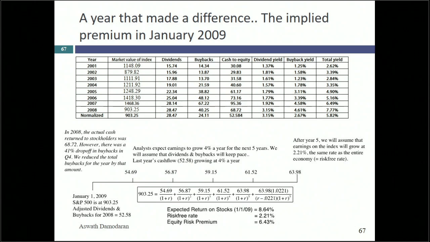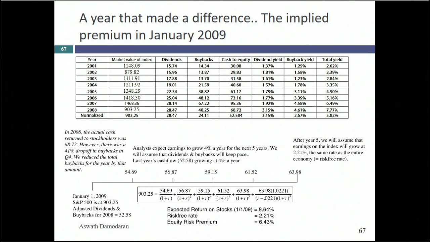I redid the calculation with the new level of the index, new lower cash flows, and a new much lower T-bond rate. The same crisis that's causing the market to collapse, bringing down growth rates, is also bringing down T-bond rates because people are less optimistic about the future. I solved for the required return. The return actually didn't change by that much. Remember, it was 8.39% a year ago? It's now jumped to 8.64%.